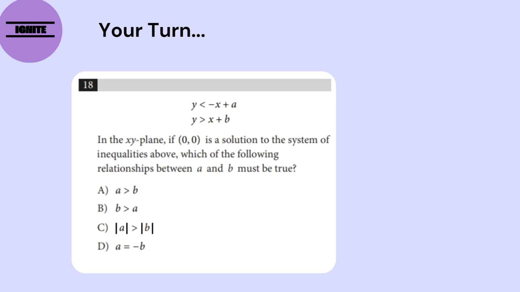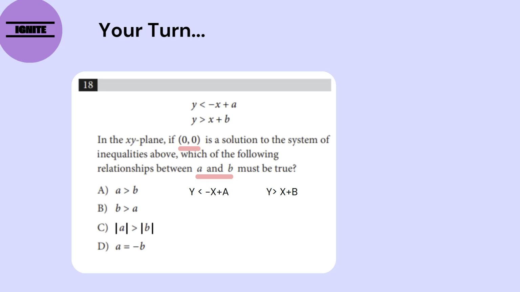Now that you've had a moment to take a look at this question and try it, let's interpret it. In the xy plane, if 0, 0 is a solution to the system of inequalities above, which of the following relationships between A and B must be true? Now, we have the point 0, 0 given to us, and we want to determine a relationship between A and B. So let's continue with this expression and bring those down there. Y is less than -x plus A, and Y is greater than x plus B.